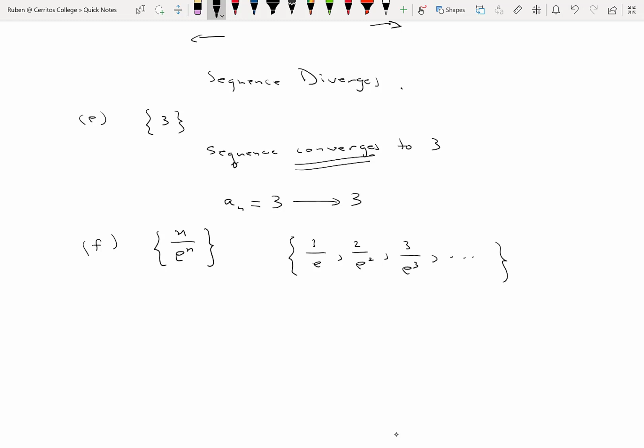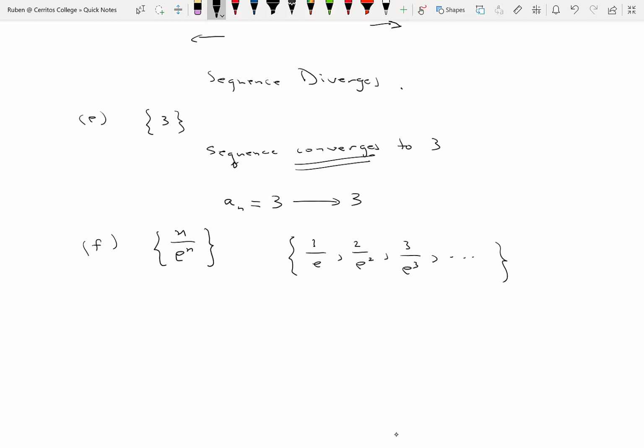So that suggests L'Hopital's rule. L'Hopital's rule deals with the two indeterminate forms, infinity over infinity and 0 over 0. Now here's the deal. We can apply L'Hopital's rule to this. In fact, we're going to. But we can't apply L'Hopital's rule to it directly.